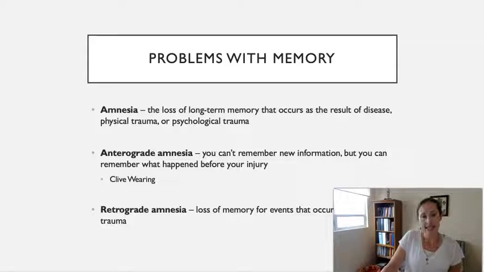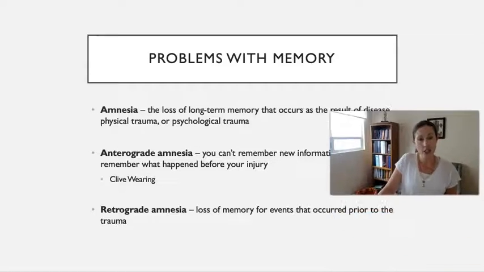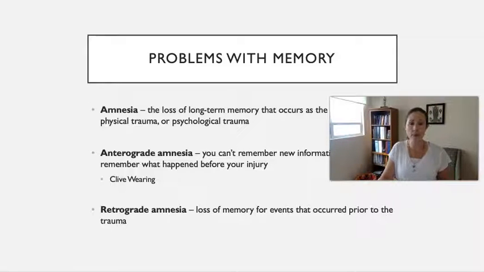And the next type is retrograde amnesia. That is the loss of memory for events that occurred prior to the trauma. This can kind of be seen as dissociative fugue as well. There's a psychological trauma that can cause retrograde amnesia that you'll learn about in chapter 15.